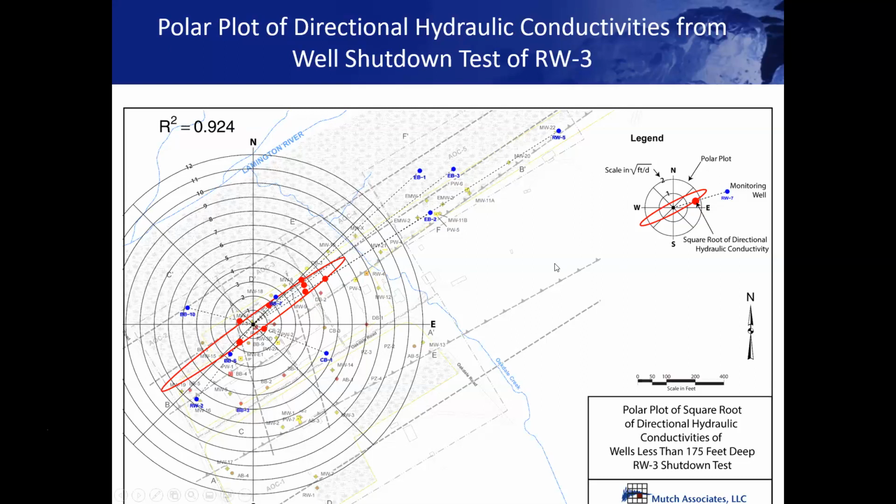And for every test that we do, we end up with a fitted ellipse that gives us not only the orientation of the maximum hydraulic conductivity, but actually quantitatively gives us the K max, the K min, and the K mean for that particular test. So there's a lot of data, and a lot of useful data.